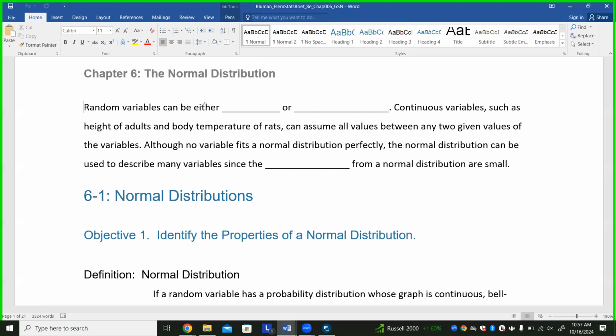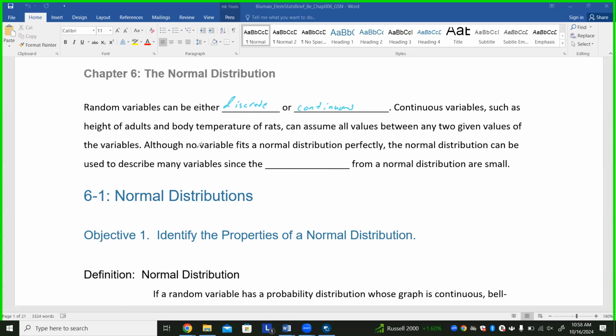All right, so random variables can be either discrete or continuous. Continuous variables such as heights of adults, body temperatures of rats can assume all values between any two given values. Remember, continuous is like your decimals, discrete is like your counting numbers.